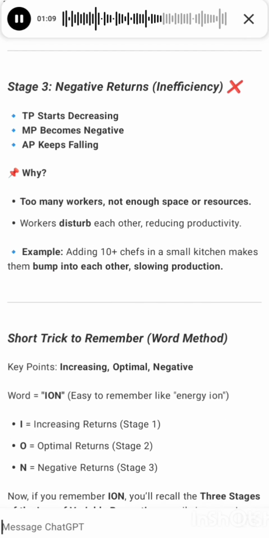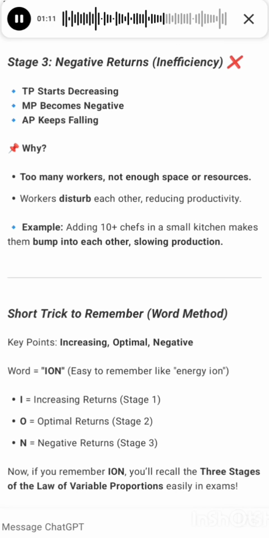Stage 3, negative returns, inefficiency. TP starts decreasing. MP becomes negative. AP keeps falling. Why? Too many workers, not enough space or resources. Workers disturb each other, reducing productivity. Example: adding 10 plus chefs in a small kitchen makes them bump into each other, slowing production.